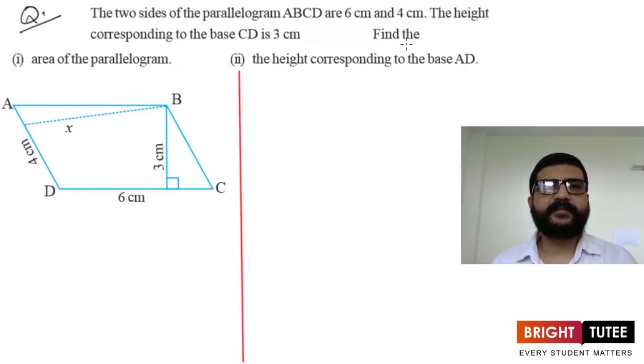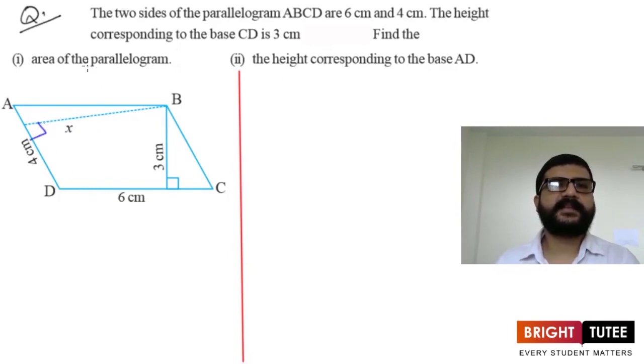Now in this question we have to find, first, the area of the parallelogram, and second, the height corresponding to the base AD, which is marked as x here. So basically we have to find the value of x. So first of all, let us try to find the area of the parallelogram. As we know, area of a parallelogram is equal to base into height.